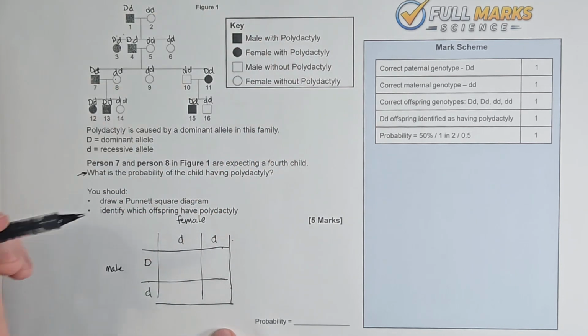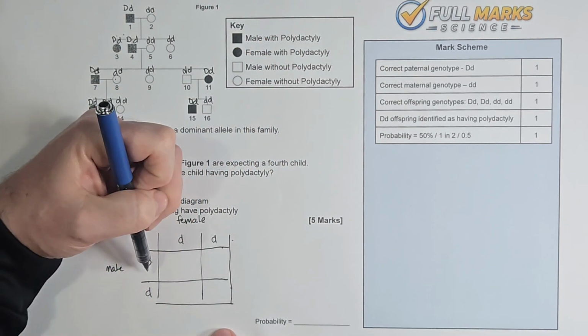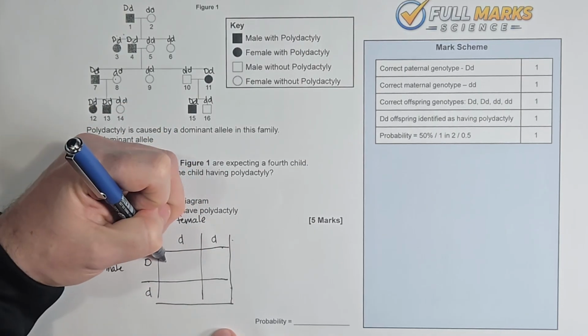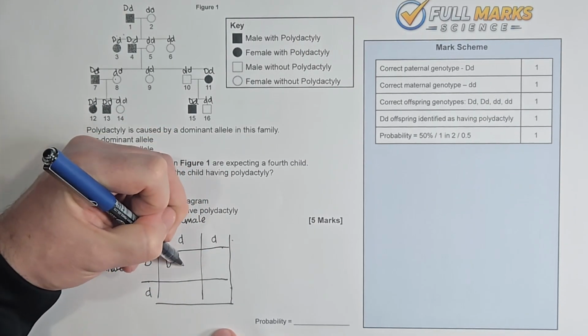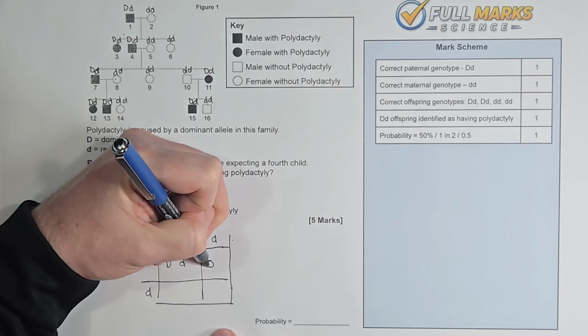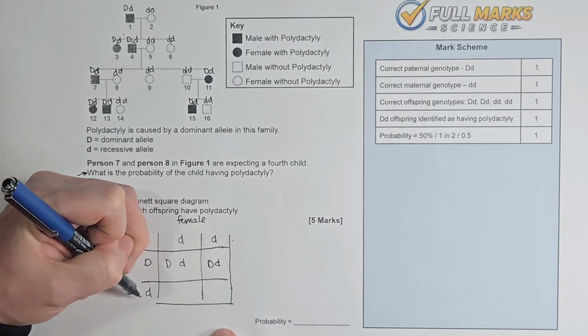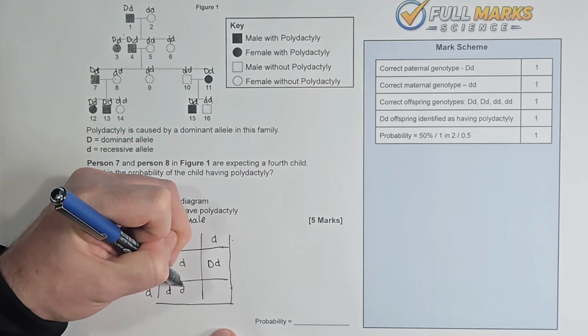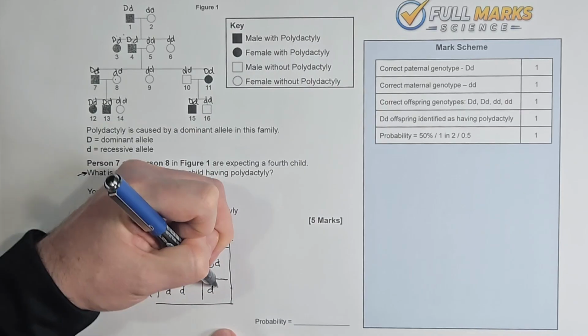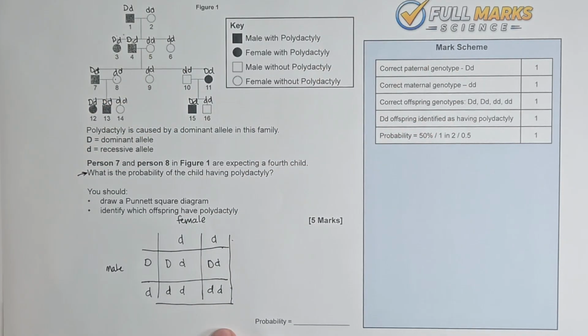So now we need our offspring genotypes, and we will just do it as we always do a Punnett square. I'm going to go across and down. So got this one, go there with this one, down with this one, across with this one, down with this one, across with this one, down with this one. 3 marks. That is in the bag.